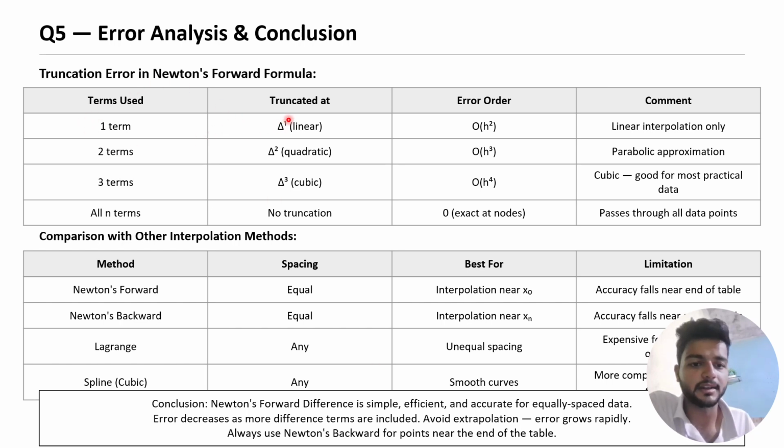First term truncated at delta 1, second term truncated at delta 2, third at delta 3, which is cubic. Cubic is good for most practical cases. Comparison with other interpolation methods: Newton's forward method is used when spacing is equal. Newton's backward is also used when spacing is equal. Lagrange can be used at any spacing.